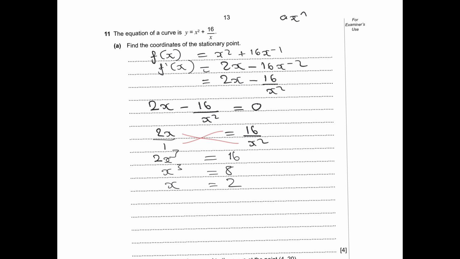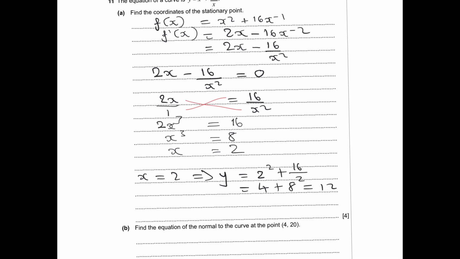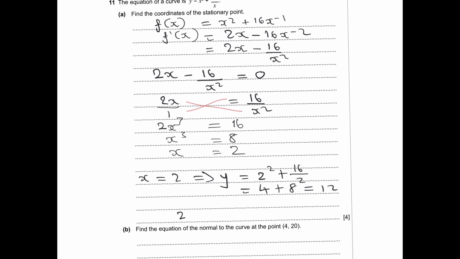So then how do we get the y coordinate? We can then substitute the x value into the original equation where we have y is equal to x squared plus 16 over x. So I'm going to have 2 to the power of 2 plus 16 over 2. So that will be 4 plus 8, which is 12. So the stationary point that we need here is (2, 12).